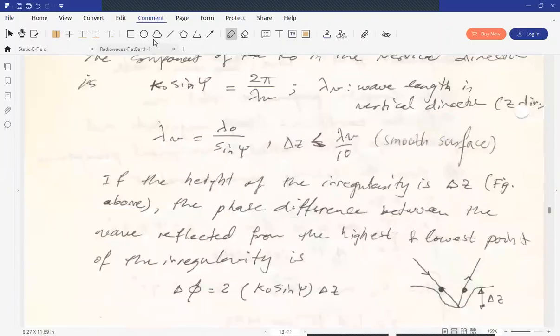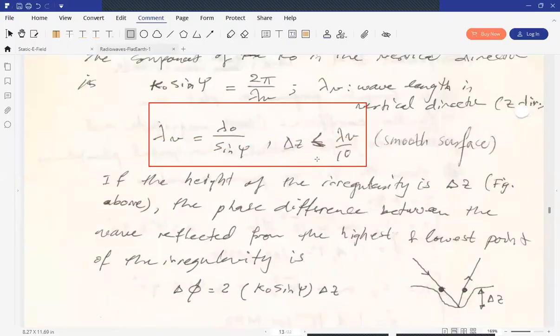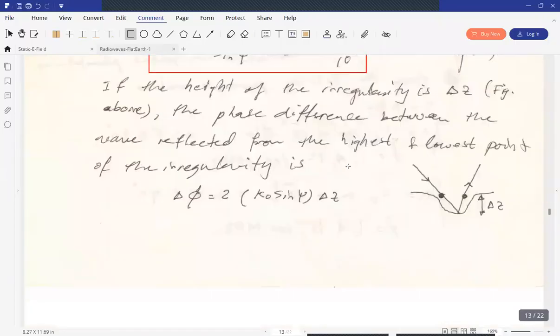And if we want, we use these two equations here. If the surface of the earth is to be considered as smooth, then the maximum variation here in the vertical direction should not exceed lambda vertical over 10.